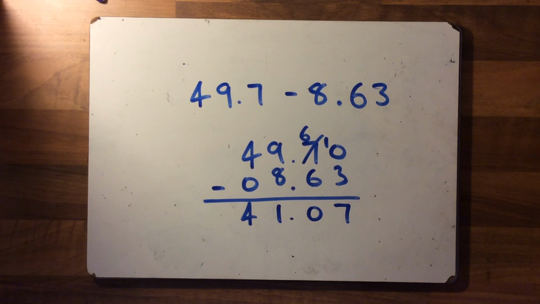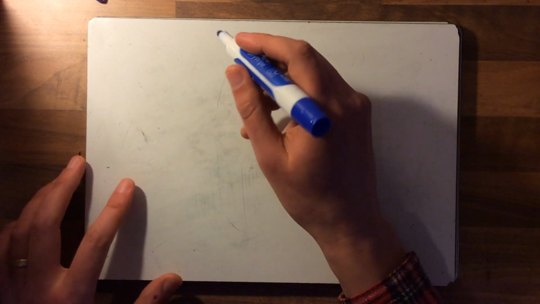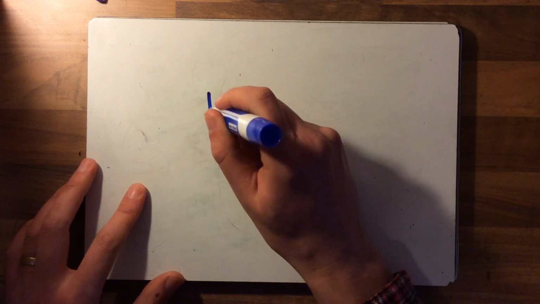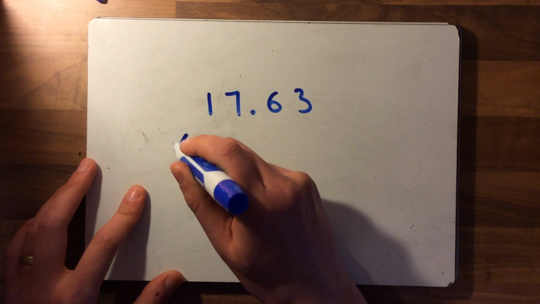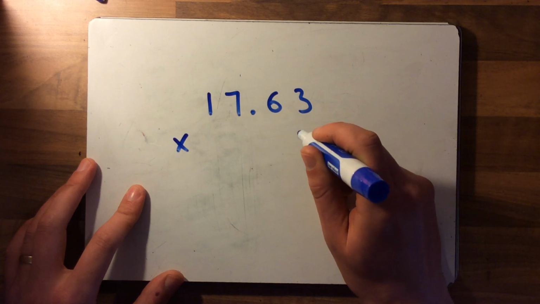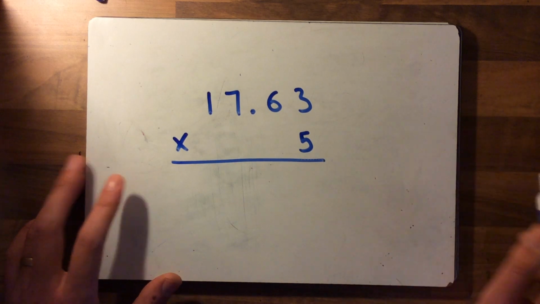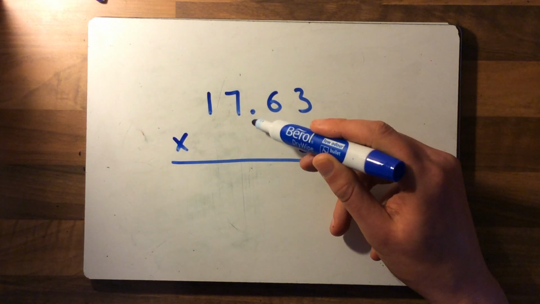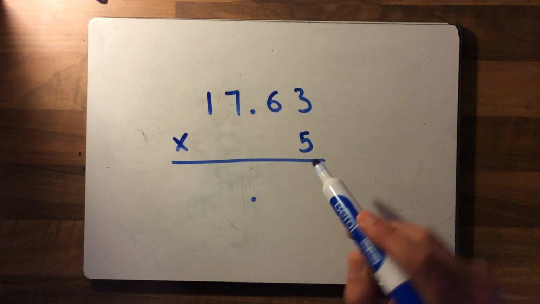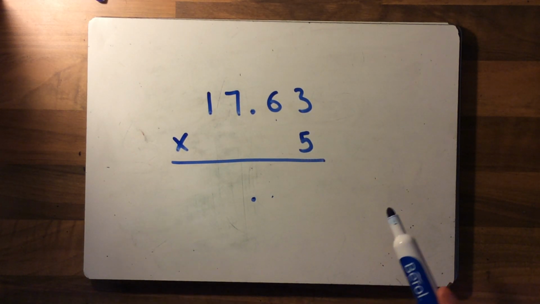Okay, so we've looked at addition, we've looked at subtraction. Now let's have a look at some multiplication. So I will do one first of all for you. So let's have a look at 17.63 times by 5. Right. Now again, the decimal point is here, so our answer is going to have a decimal point here. This has got 2 decimal places, so our answer is going to have 2 decimal places.